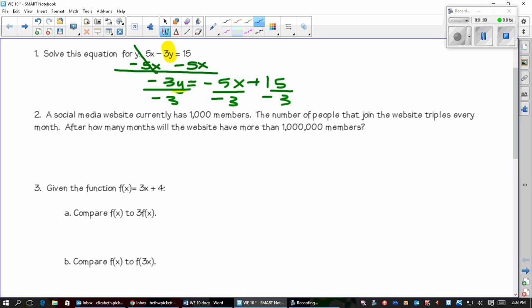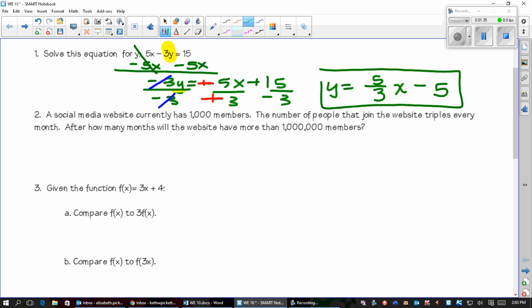Okay, on the left, those will reduce. On the right, we have some that will reduce and some that won't. The one thing we know for sure about this first term is that a negative divided by a negative becomes a positive. So we'll put positive 5/3, then the variable x. Now the second term does simplify. 15 can be divided evenly by negative 3, so we put plus 5. So there is that equation solved for y.